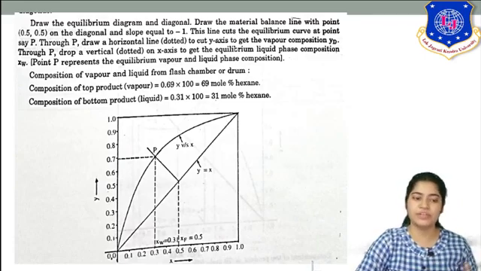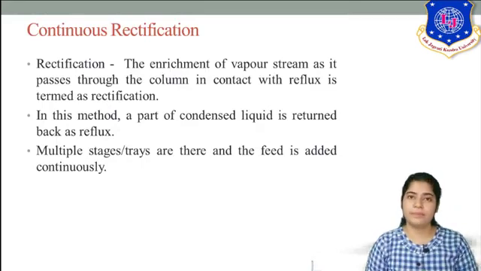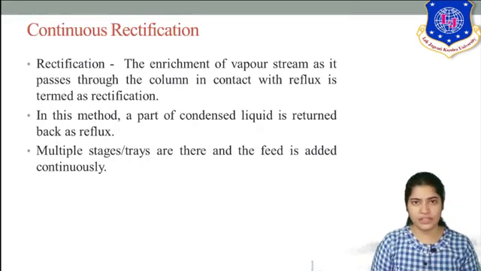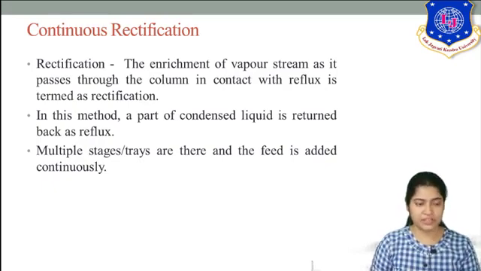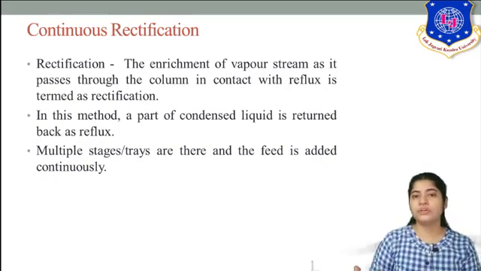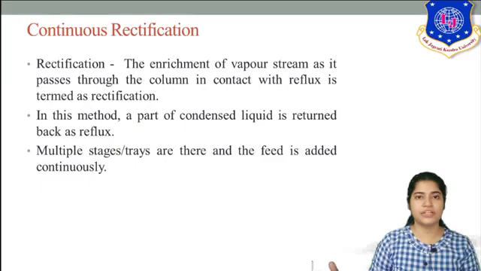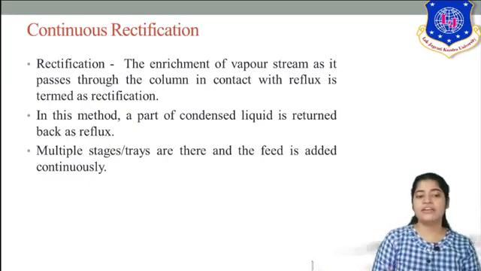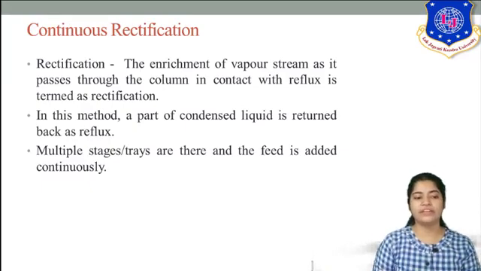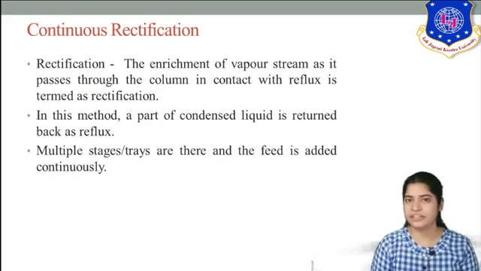XW and YD. Now the next topic which we are going to continue is continuous rectification. This is another kind of distillation method. In this method, your feed is supplied continuously into the distillation column. Now what is rectification? In this method, the enrichment of the vapor stream occurs when it passes through the column in contact with reflux, which is termed rectification.